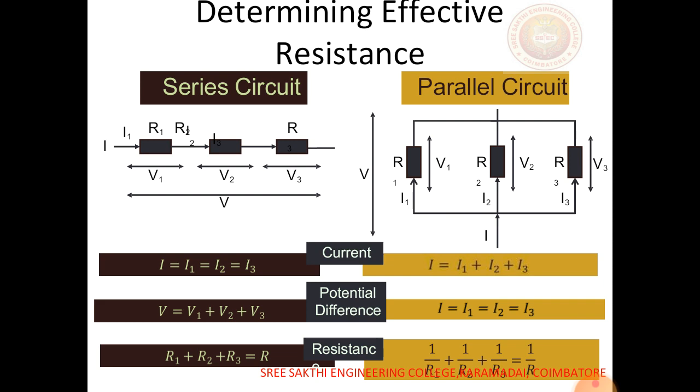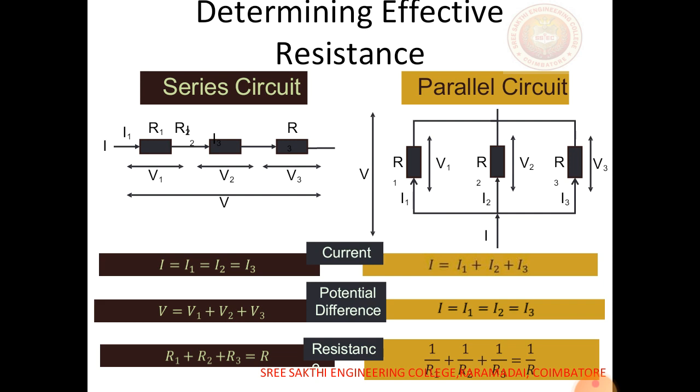If you need to find the total current, the current flowing through R1, R2, R3 is equal. So I1 is equal to I2 is equal to I3. But here in the parallel circuit the total current has to be summed up. Here in the series circuit the voltage has to be summed up. Each circuit differs in everything.